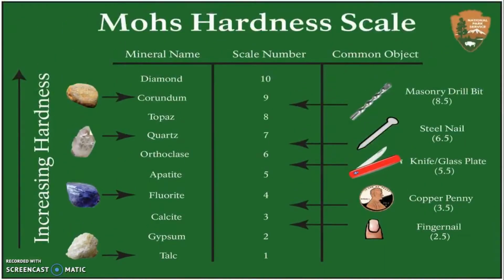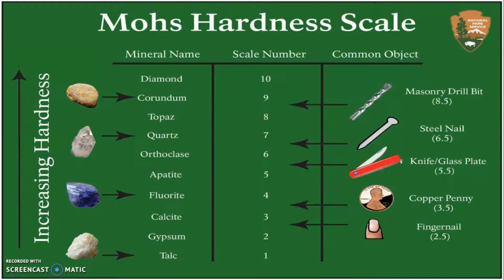Next we have the Mohs hardness scale. Basically, the Mohs hardness scale is used to determine the hardness of a mineral. The hardness of a mineral is the strength of the chemical bonds in its structure. Using the Mohs hardness scale, this can be determined by scratching a mineral with another mineral. As you can see from the table here, diamond has the highest rank.